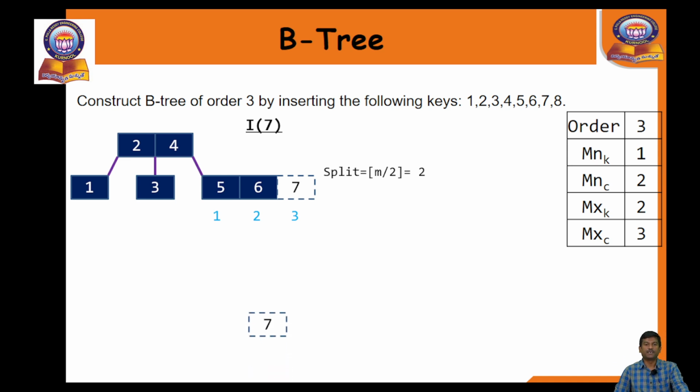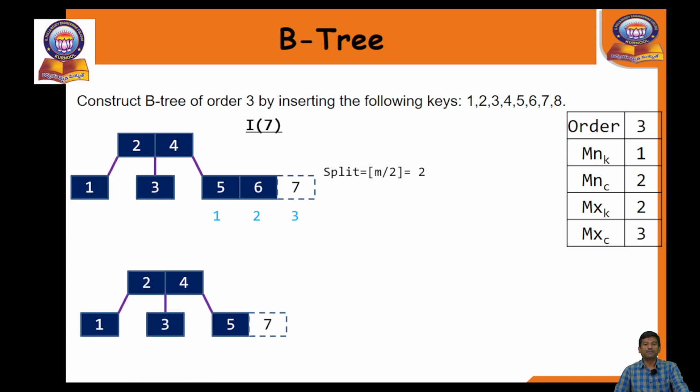When you are pushing up, this node is also affected. The root node is also affected. What does it mean? Because the maximum allowable keys are only 2, but by pushing this key 6 up, there are 3 keys present at the root node, that is 2, 4, 6. Find the split, that is split equal to m by 2, which will be equal to 2. And push this split value up.